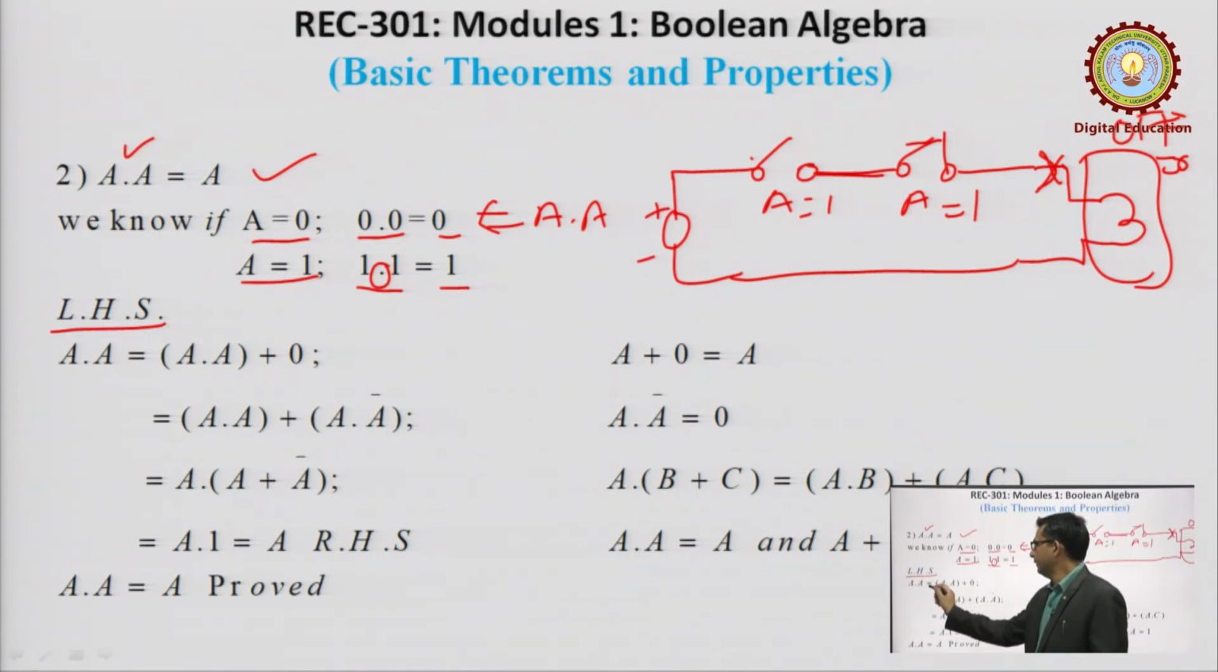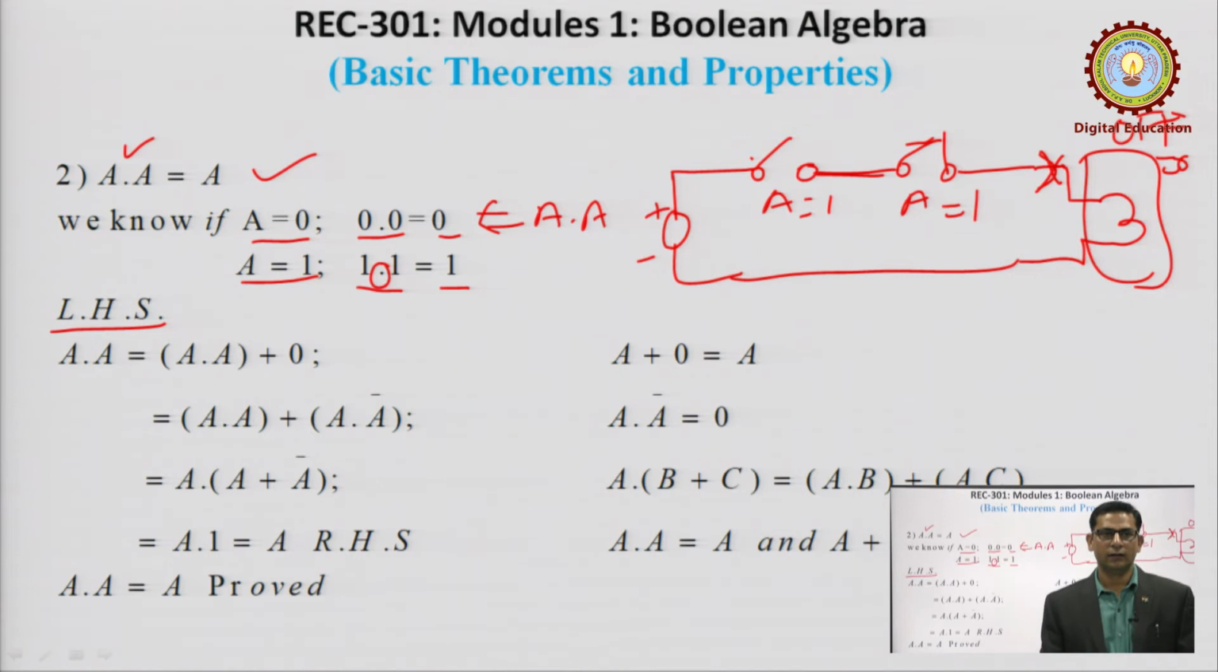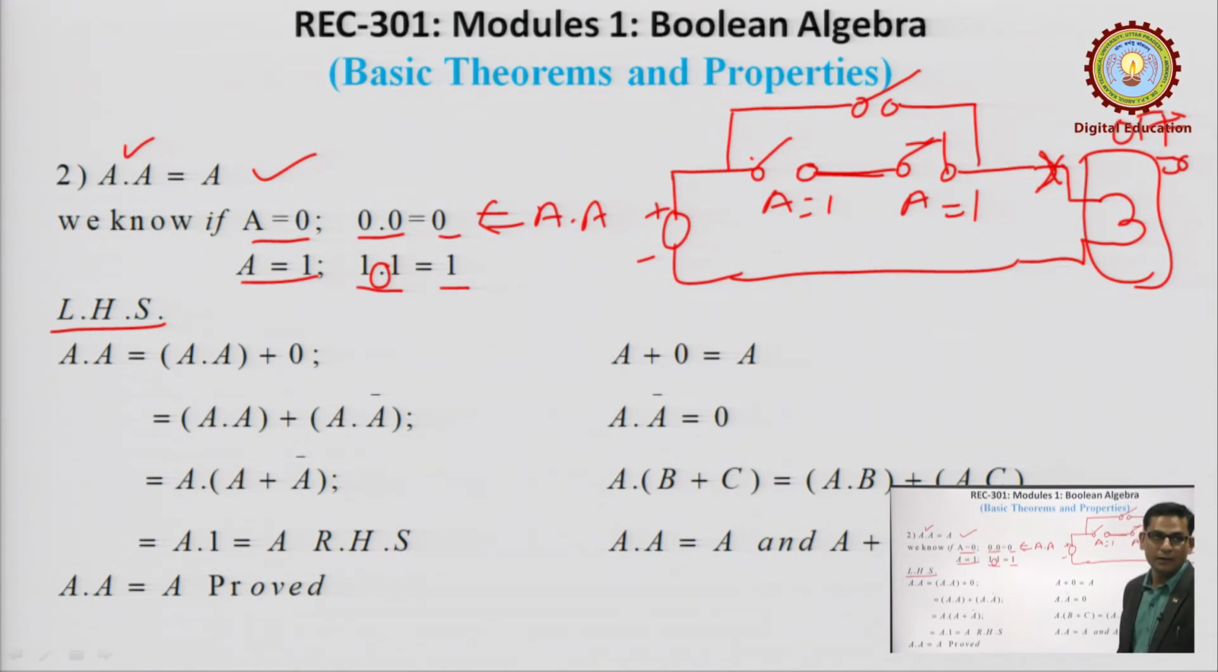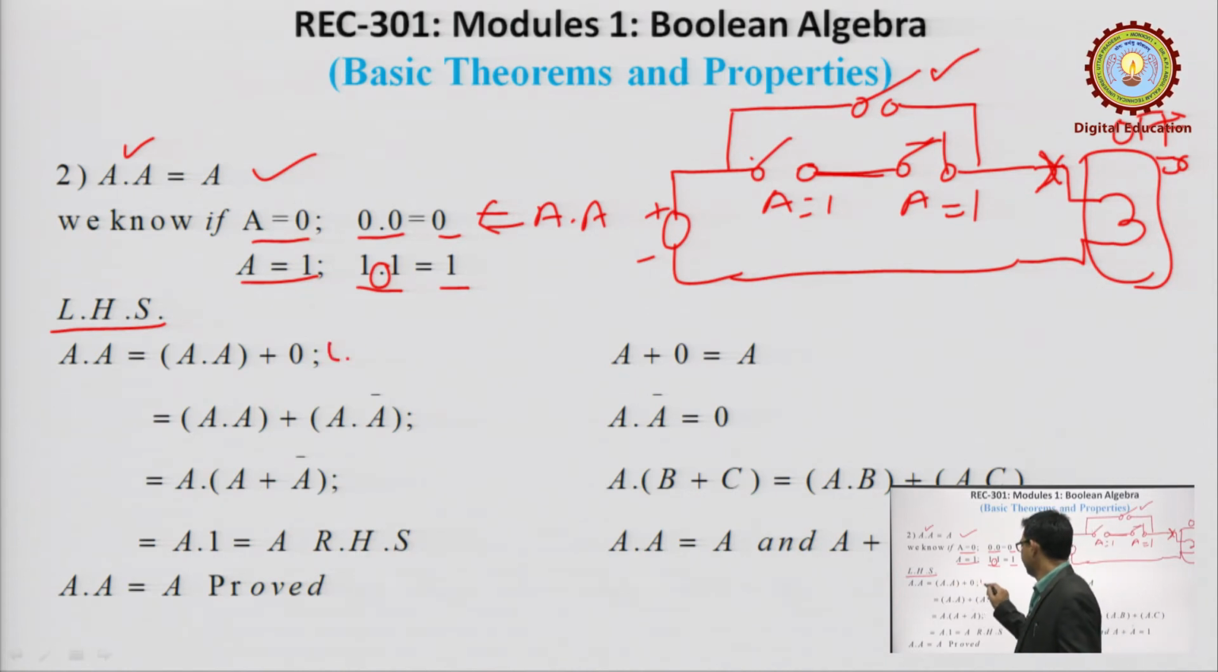So, A dot A is equals to, we can write it like this, A dot A plus 0. Okay. A dot A plus 0 means these two switches are there, and there is another switch which always remains open. So, does it affect? No, it will not affect the current, because the output depends on these two switches only. This one is considered an off switch, it will remain always off. So, it does not affect the output. Okay. So, that is why we can write A dot A plus 0.